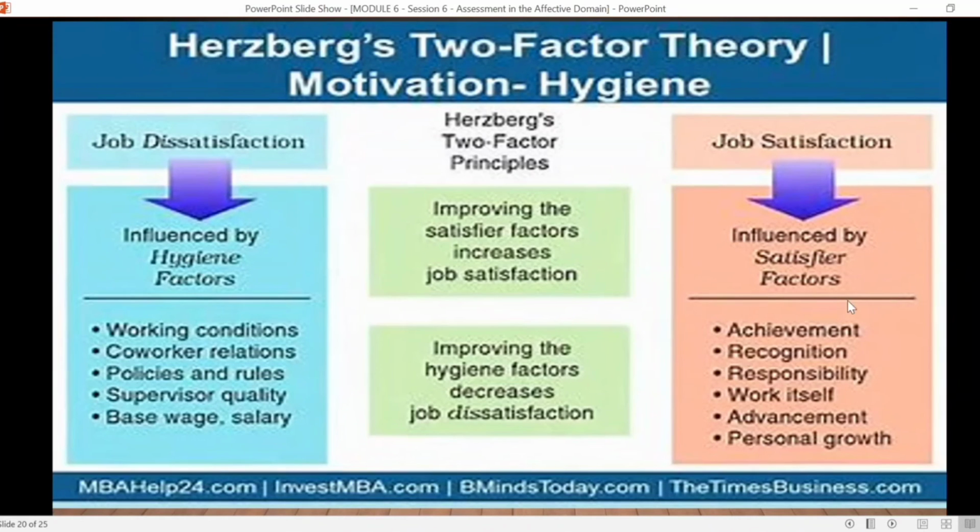Okay? That's hygiene factors. While the satisfier factors, these are motivating by themselves. Okay? Achievement, recognition, responsibility, the work itself, advancement, personal growth. Okay? So, in order for your learner, for the person you are speaking to, the target, whoever that is, to be motivated, first, improve the satisfier factors. Improving the satisfier factors increases job satisfaction. Improving the hygiene factors decreases job dissatisfaction.